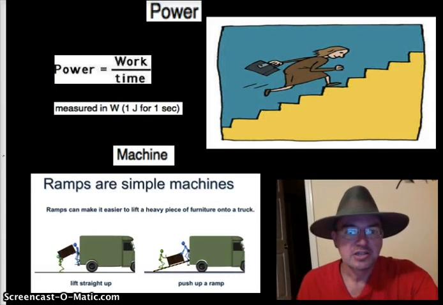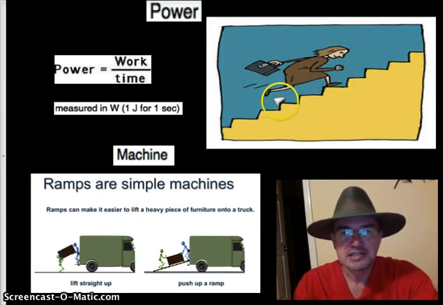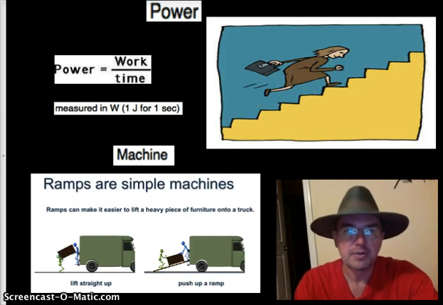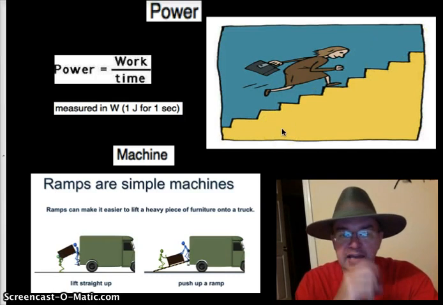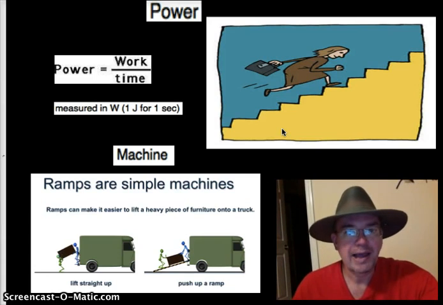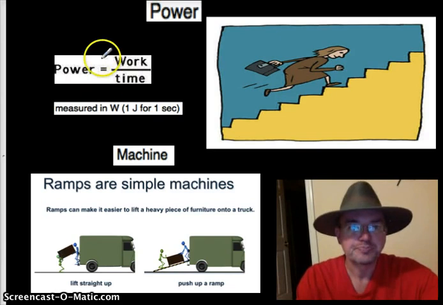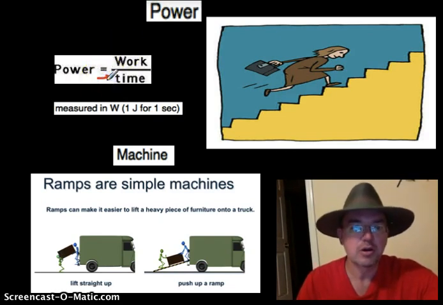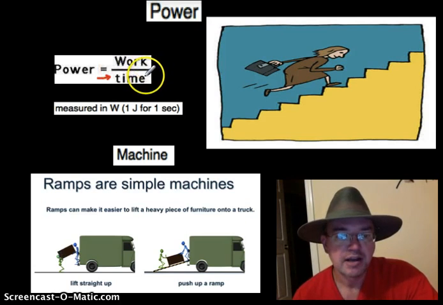Now, something that has to do with work is power. If you were to run up and down this set of stairs, and you were to walk up and down this set of stairs, you did the same amount of work. It's just that one of them didn't take as much time. If you ran up and down the stairs, it took more power, because power includes the time factor. So you have more power the smaller the amount of time. So power is work divided by time.